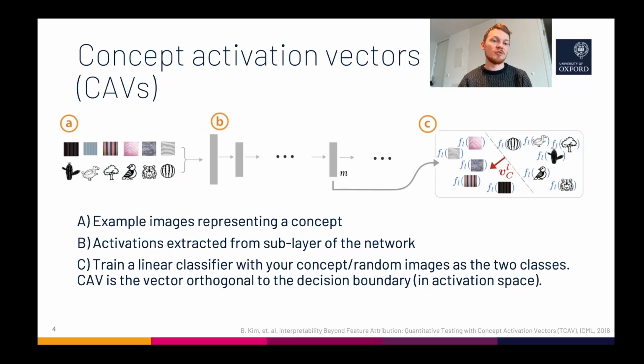But what is a CAV? So you create a CAV by passing images through your model and extracting the activations in some sub-layer of the network. You then train a linear classifier on these activations, and the vector orthogonal to the decision boundary of that classifier then is your CAV, this v_C^l over here. In this case, we have the activations of your stripy images and activations of your random images, and the decision boundary between them, and then your vector now points towards these stripy objects. So your vector kind of represents stripes in the activation space of this model.